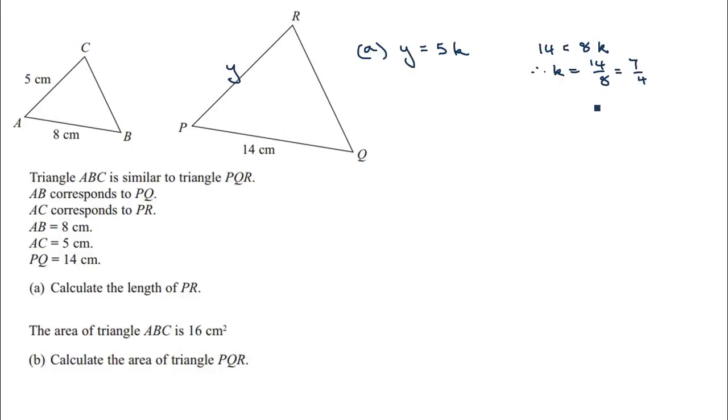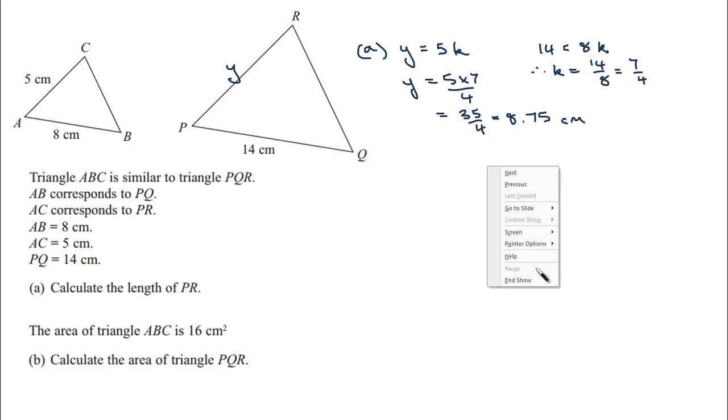Now we've got our constant of proportionality, we can come back to this formula here and solve for y. So we've got 5 times 7/4, giving us 35/4. And that equals 8.75. We're going to decimals because we're talking about centimetres, so we generally want that in decimal format. So 8 3/4, or 8.75 centimetres.